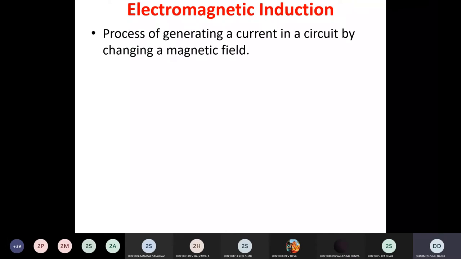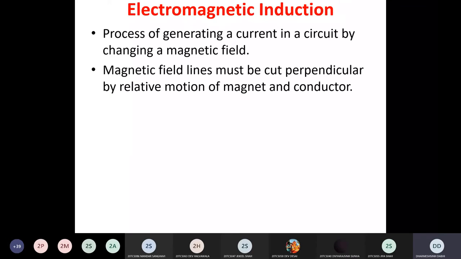Clear? So the process of generating a current in a circuit by changing the magnetic field, that concept is called electromagnetic induction. And the magnetic field lines must be cut perpendicularly by the relative motion of the magnet or conductor. So if you move the magnet or conductor relative to each other, and you cut the flux lines of the magnet with the conductor, that conductor induces current in it, that phenomenon is called electromagnetic induction. Now the question is, how is this current induced in the conductor?